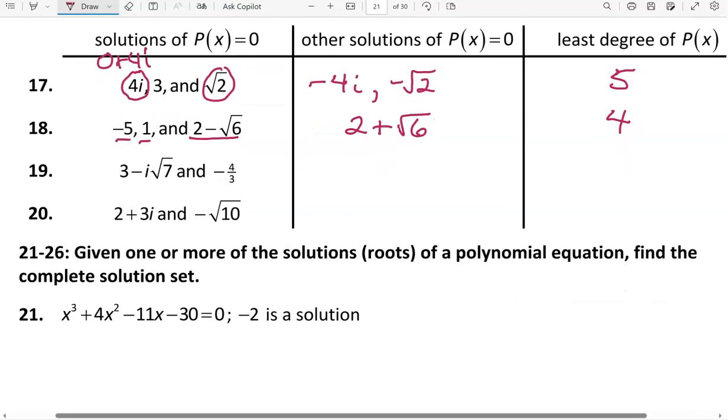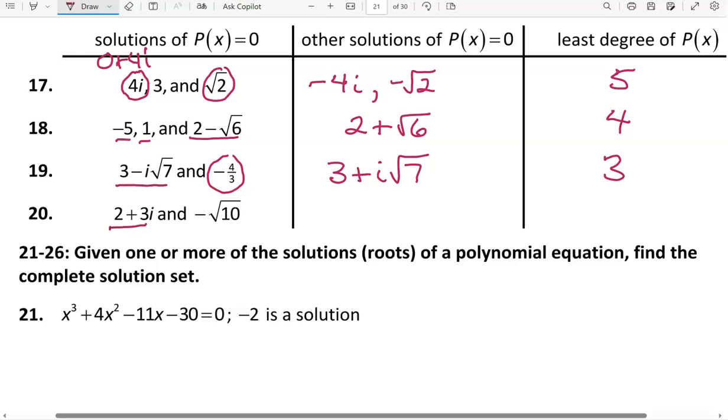In number 19, we have a non-real solution, so the conjugate pair, 3 plus i times the square root of 7, must also be a solution. The other given solution is a rational number. That's a fraction, something that can be expressed in fraction form, and so it will not have a conjugate pair. So there are a total of 3 solutions given, then p of x must be at least degree 3.